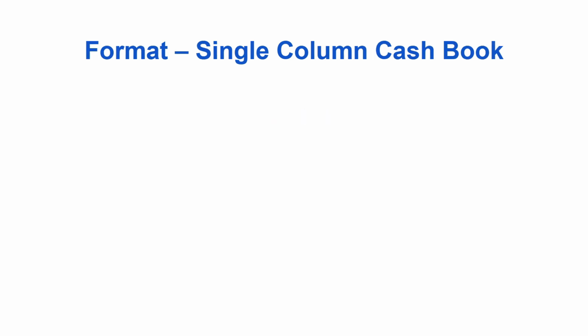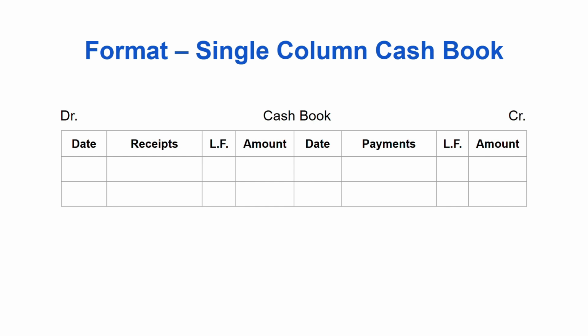Format of single column cash book. Let's now understand how a single column cash book looks and how it is structured. A single column cash book has two sides. Left side, that is debit side. It records all the cash receipts, that is any cash coming into the business. For example, cash sales, receipt from debtors, capital introduced in cash, etc.